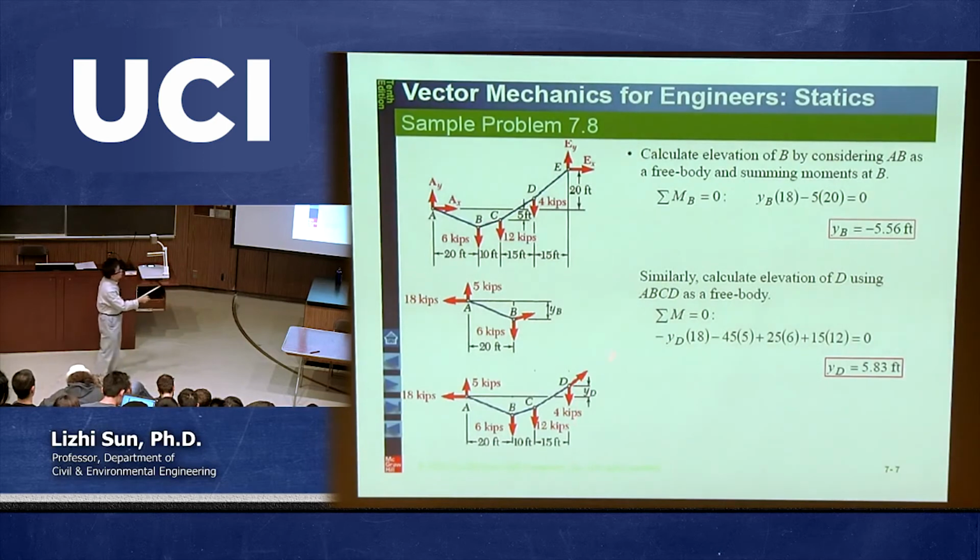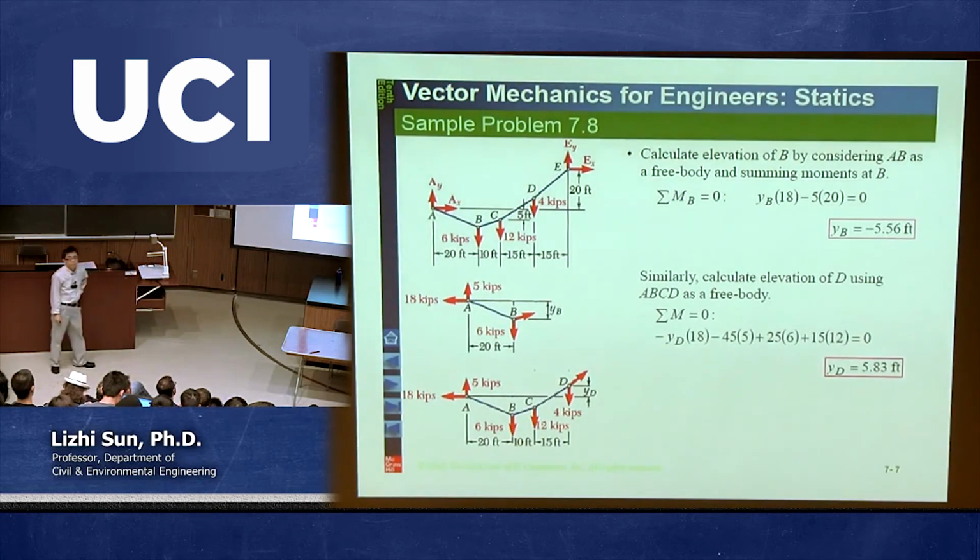Then these 2 forces will not be involved. You have this 18, which is going to be clockwise: 18 times dy is clockwise. And then 5 times 45, that's going to be clockwise, that's why there's a negative sign. This one is 6 times 25, counterclockwise, that's positive. 12 times 15, which is also counterclockwise, positive. From this equation, you get YD. Because we assumed going up, and from this equation you calculate positive, that's why the elevation is positive 5.83.